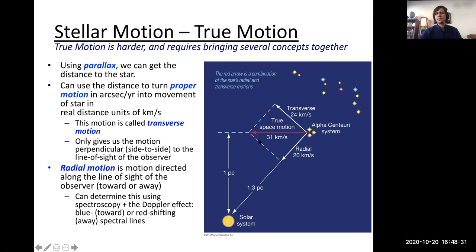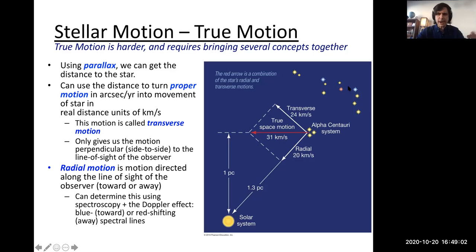We can see it moving this way, but we can also measure its motion towards or away from us. Notice that it has both of these components. It has a transverse motion component, and it's got a radial motion component. You put those together and you get its true motion in space. How can we get radial motion? I can't actually see if it's coming right towards me. It looks like it's always hanging out with the same stars.